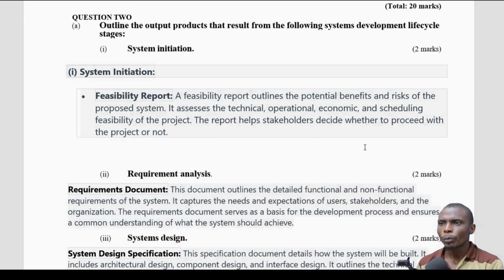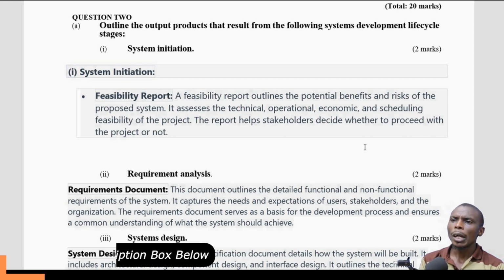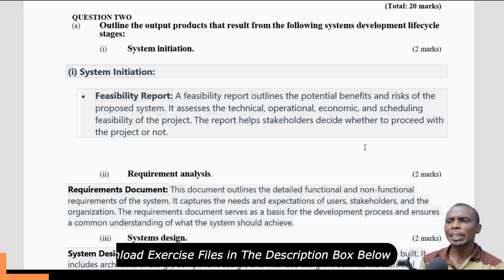So question 2, outline the output products that result from the following system development life cycle stages. So the first stage is system initialization. So under system initialization, we have what we call feasibility report. So feasibility report outlines the potential benefits and risk of a proposed system. So this is just an assessment.